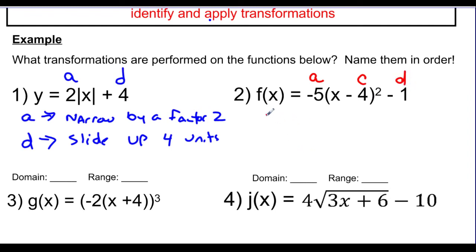So let's go in order. I'm going to say A. Okay, A is actually going to do two things. It's going to get narrow, right? The original parabola is going to get narrow by a factor of 5.